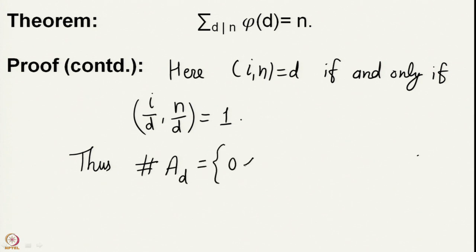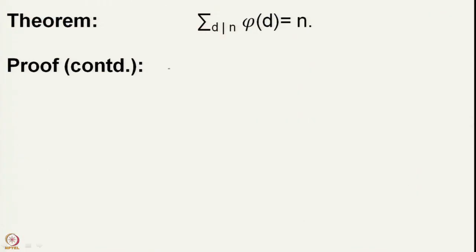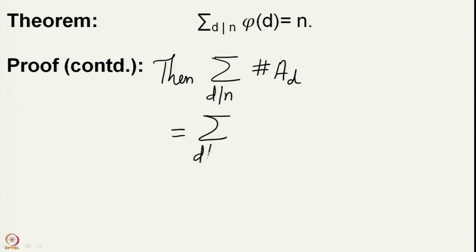is also equal to the cardinality of these elements with the property that these two numbers are coprime, but this is precisely phi of n by d. So, each A_d has cardinality the Euler phi function of the corresponding divisor of n. You have the divisor d and you get the Euler phi function of n by d. And therefore, when we write this final thing down, the summation over d dividing n of the cardinality of A_d is the summation over d dividing n of phi of n by d. And we have already seen this to be equal to n.